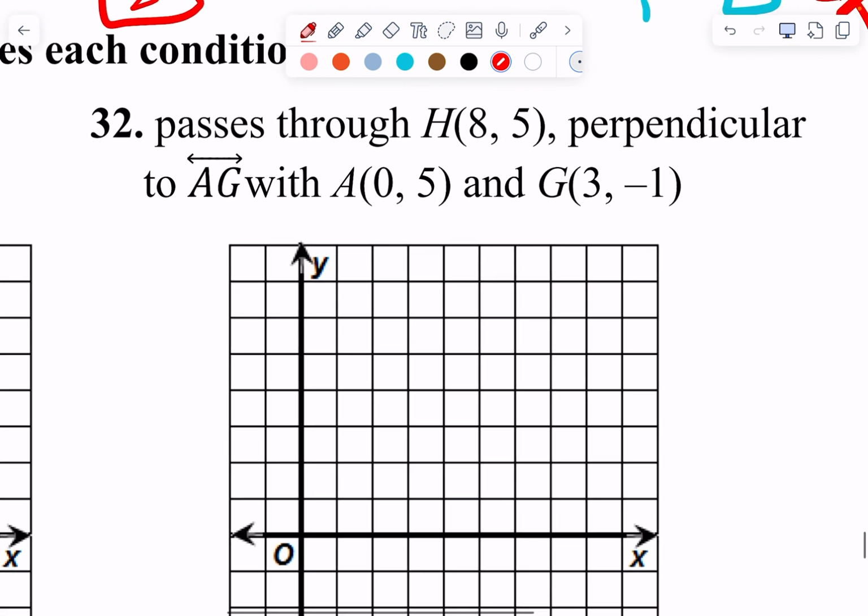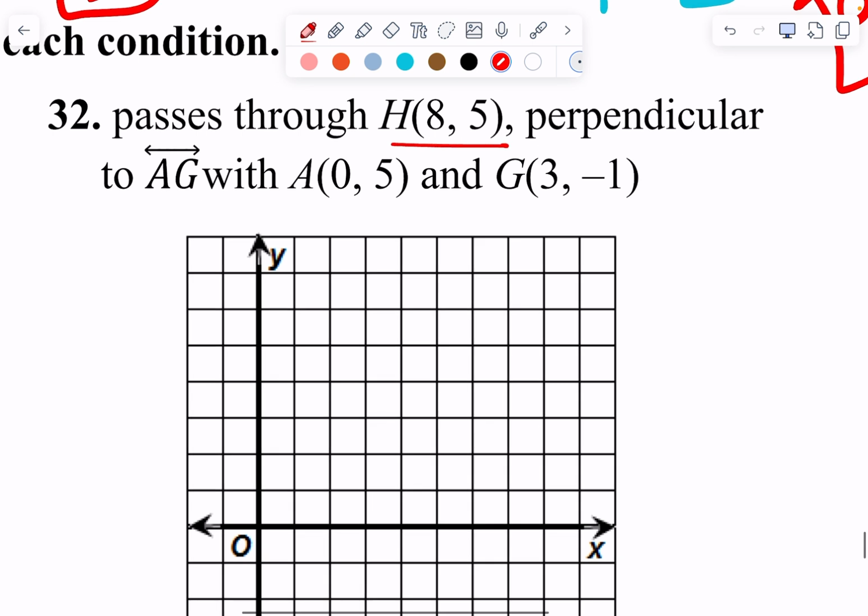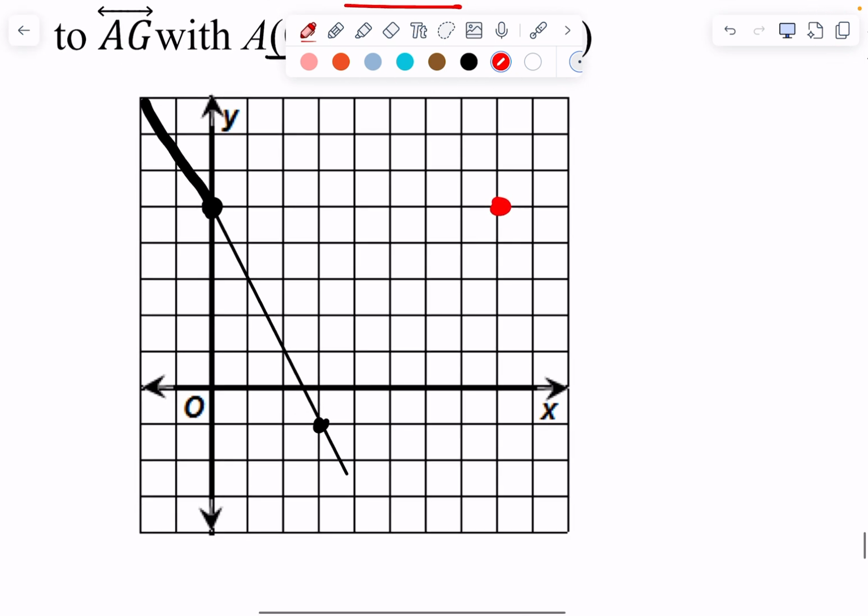Okay, 32. I want it to pass through this point, but be perpendicular to this line, right? So I'm going to plot these points. (0, 5) is this point right here. G is (3, -1). So here is my line. And then I have (8, 5). 2, 4, 6, 8, 2, 4, 5. And I want it to be perpendicular. That means at a 90-degree angle, right?